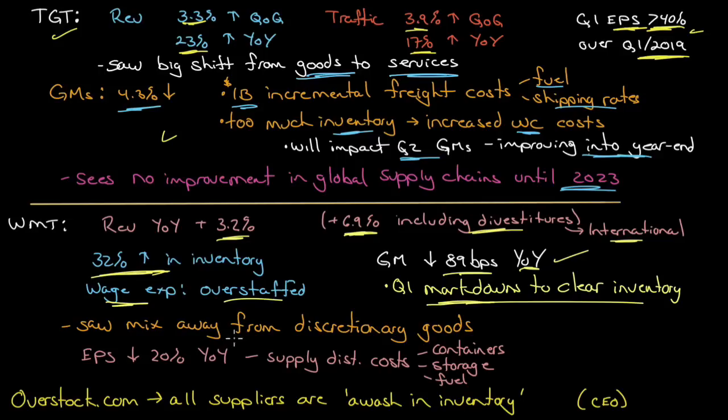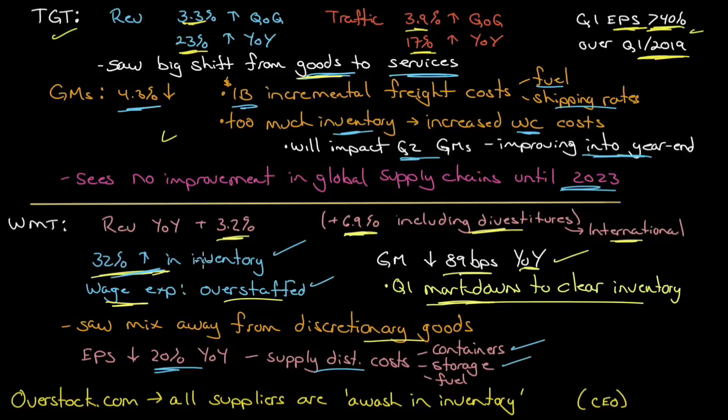They saw a mix away from discretionary goods, which is what Target is saying up here. They saw a shift away from discretionary goods as well. EPS down 20% year over year. Not only the excess inventory, the markdowns, and the overstaffing, but they also had supply distribution costs. Container shipping was expensive. We'll look on the next screen at where container shipping rates are now. Cost for storage.